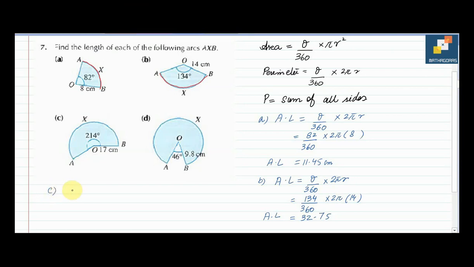For part C, arc length is equals to, now you need angle, that is 214 divided by 360 multiplied by 2 pi r, and r is 17. So 214 multiplied by 2 multiplied by 3.142 multiplied by 17 divided by 360. So its answer is 63.5, and unit is centimeter, right?